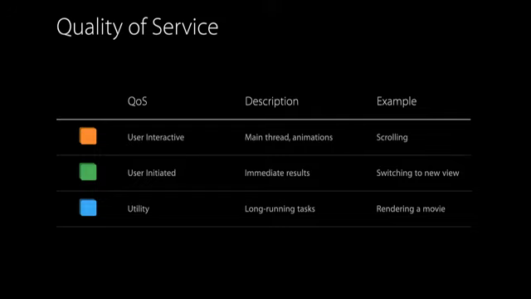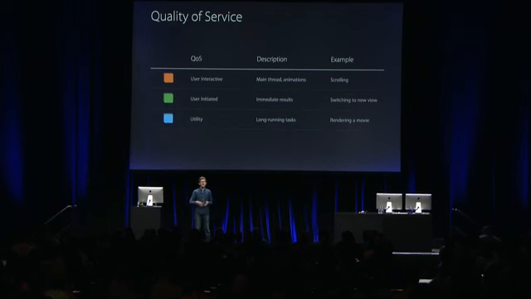A good example of this is rendering a movie. This is something that doesn't block someone from continuing to use your application, but it's going to take a longer amount of time to complete. And the final quality of service class is background.